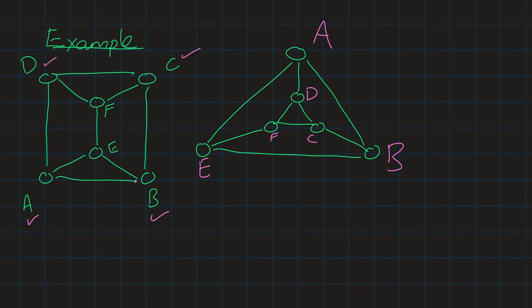So D is okay. Now let's look at E. E is connected to A, B, F on the left. And on the right, E is connected to A, B, F. So E is okay. And finally, let's look at F. So on the left, F is connected to C, D, E. And on the right, F is connected to C, D, E. So this labeling is the correct labeling. It's a labeling such that now the left and the right graph are equal. So that means they were originally isomorphic.